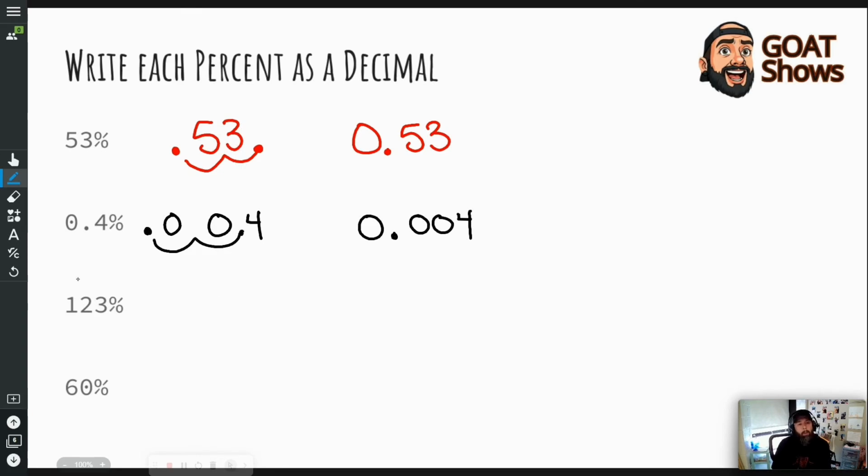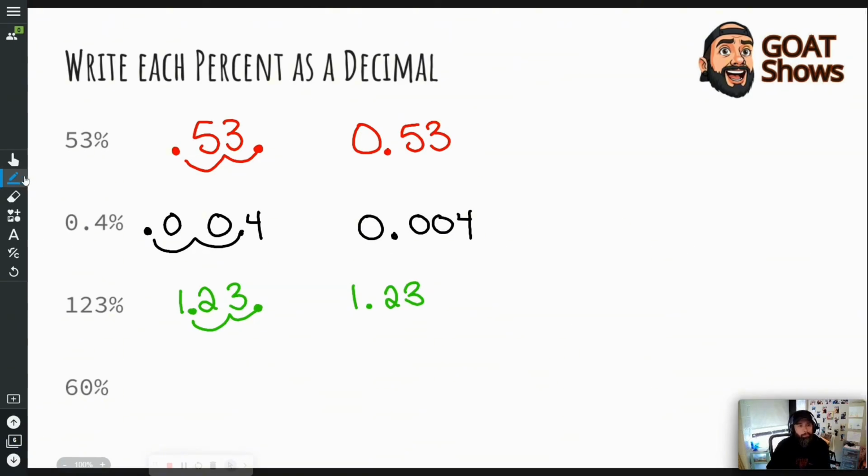All right. How about 123%? Well, write out 123 without the percent symbol. Put a decimal where the decimal should be. Go left 2 spaces. And now we have 1.23, 1 and 23 hundredths, and nothing crazy there to do.